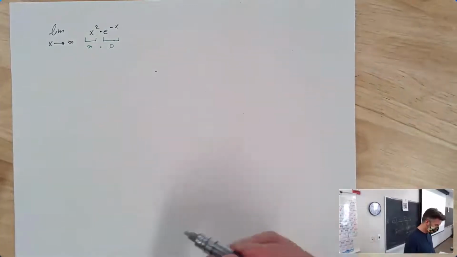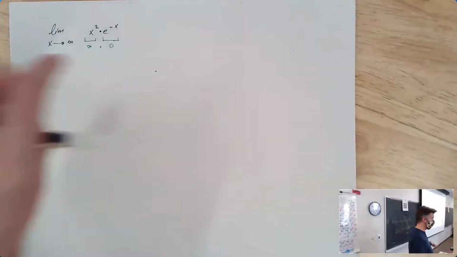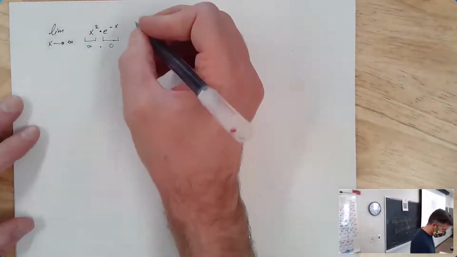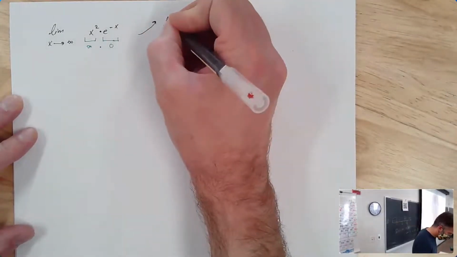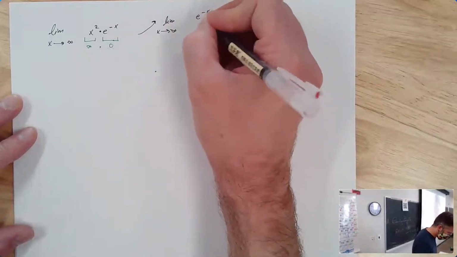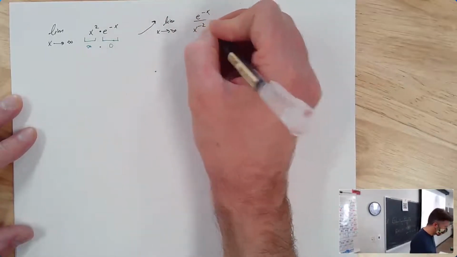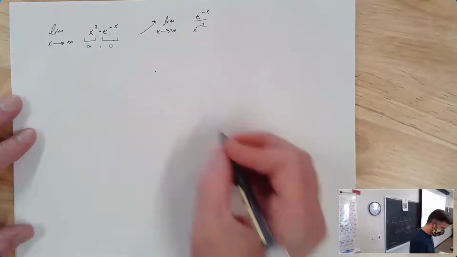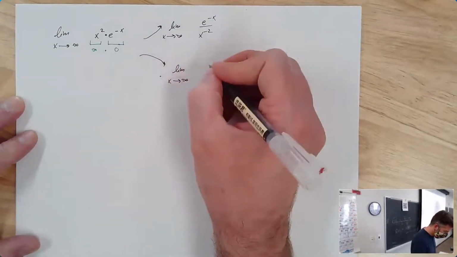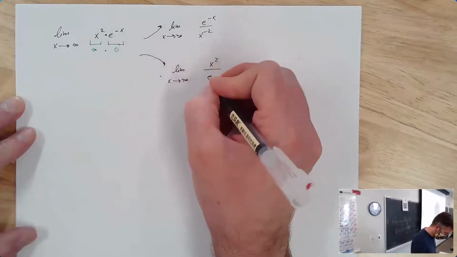Okay, so I need to rewrite this. I need to rewrite it as a fraction. There are two ways to go. Usually one way is always better than the other. Meaning you could go this way and say its limit as x goes to infinity of e to the negative x divided by x to the minus 2. Or you could go this way and say its limit as x goes to infinity of x squared over e to the positive x.